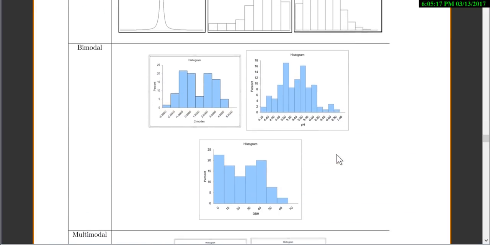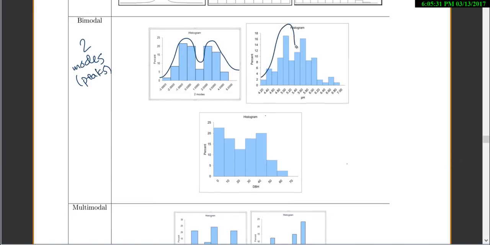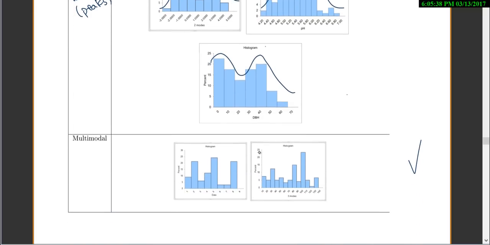Bimodal means that you have two modes, or peaks. So on this one, you go up and then down and up and down. So you have two modes. Or up, down, high, low, high. So those all have two modes. And multimodal is two plus modes. Technically, bimodal does count as multimodal, because multimodal is just anything that has more than one.